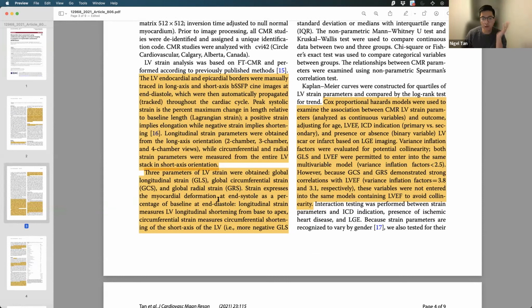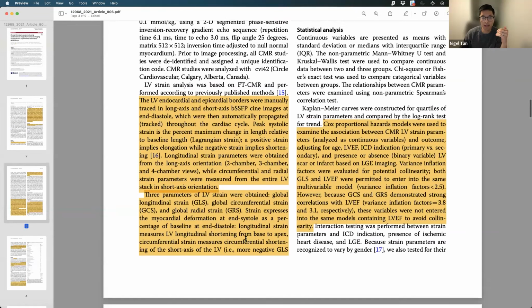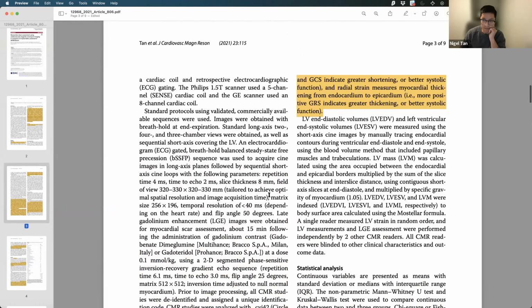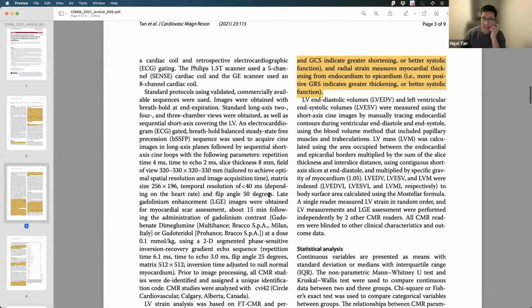We took 3 strain measurements, the standard measurements: global longitudinal strain, global circumferential strain, and global radial strain. As we know, strain expresses myocardial deformation at end systole as a percentage of the baseline at end diastole. So for global longitudinal and circumferential strain, a more normal or more robust strain would be a more negative value, whereas for global radial strain, it would be a positive value, as in more thickening.